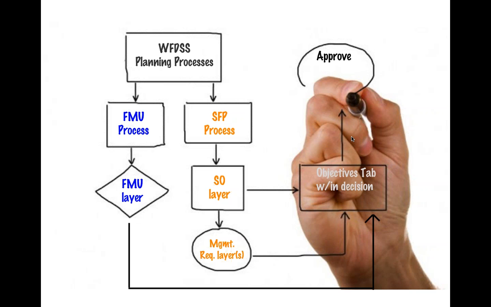Ultimately, no matter which planning process you use, the end result is still the same, right? Your strategic objectives and your management requirements end up in the objectives tab within your decision, and then ultimately they make their way into that approved WFDSS decision. So basically, either planning process, the result's the same. It's just two different ways to get there in the middle, more or less.